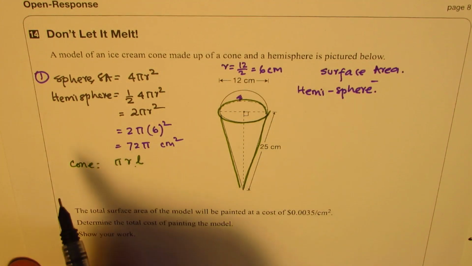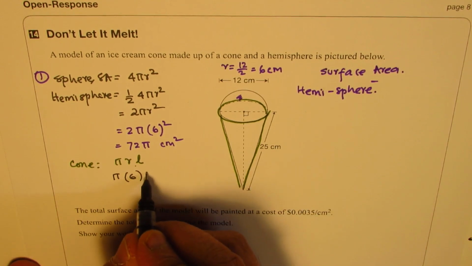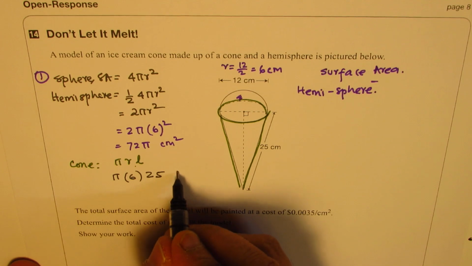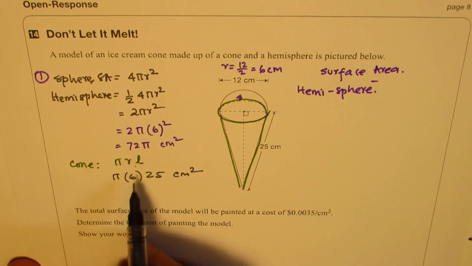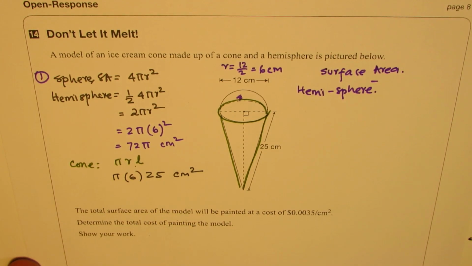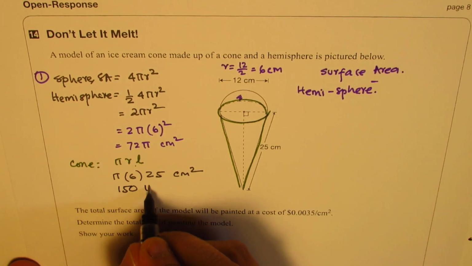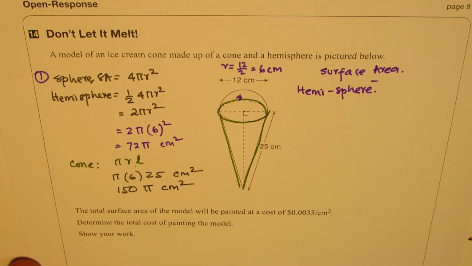So we can substitute this value. We get pi times radius of 6 times 25. Correct? So we get our cone surface area in centimeter square. We'll keep pi as such. We can combine later using calculator. We could always multiply, right? So 25 times 6 is 150. It's good to use calculator again. I will emphasize on that. So that is what we get.